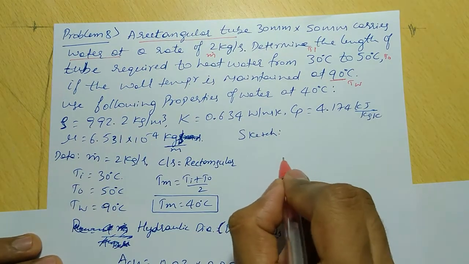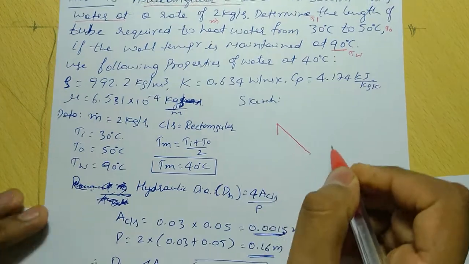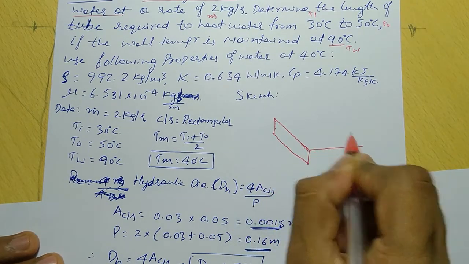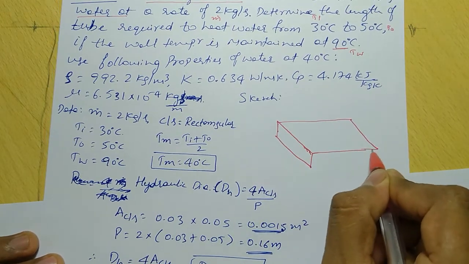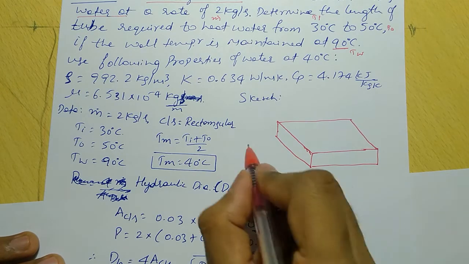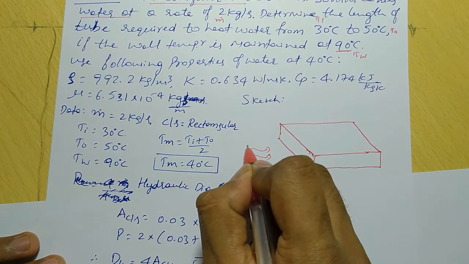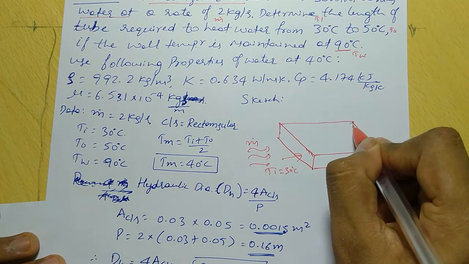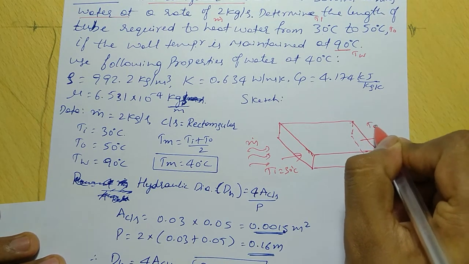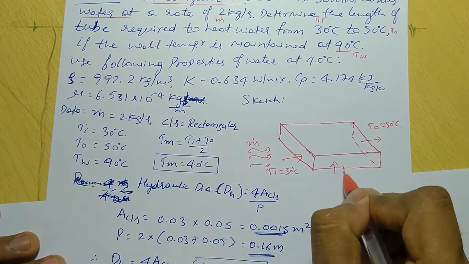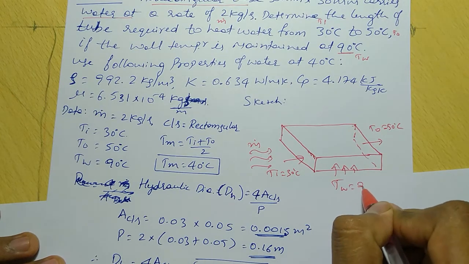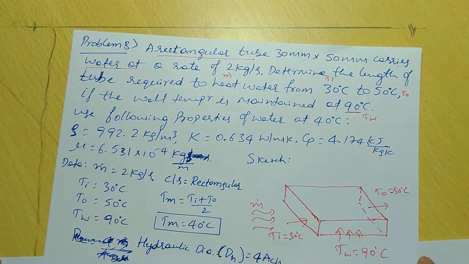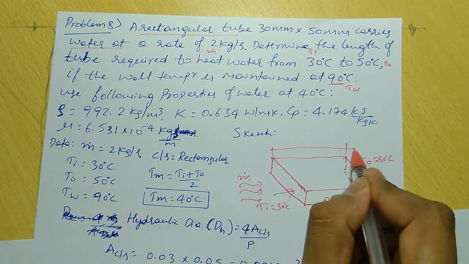Just I write the sketch. This is the rectangular duct. In the rectangular duct, m dot is given as 2 kg per second, and the Ti is given as 30 degrees centigrade, that is entering here. This is the exit. T naught is 50 degrees centigrade, and the wall temperature of this duct, T wall, is 90 degrees centigrade. We have to determine the length. What is the length?